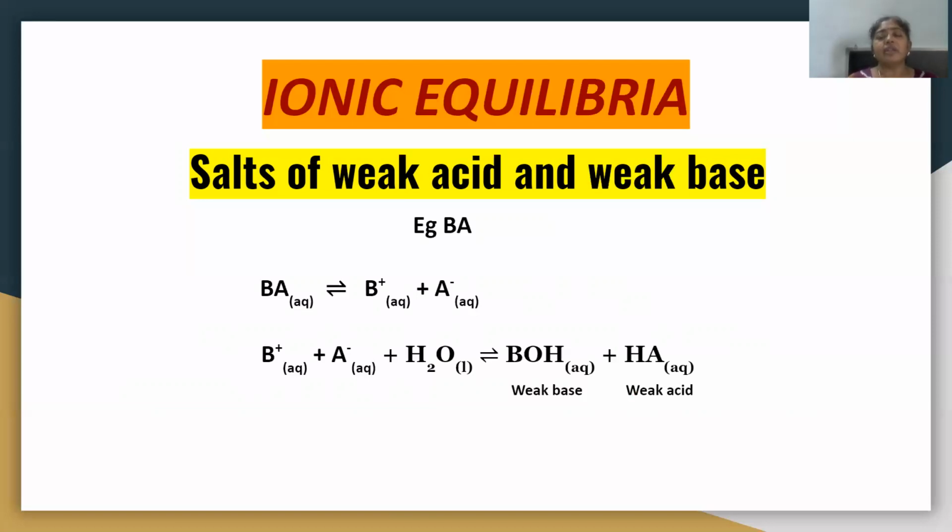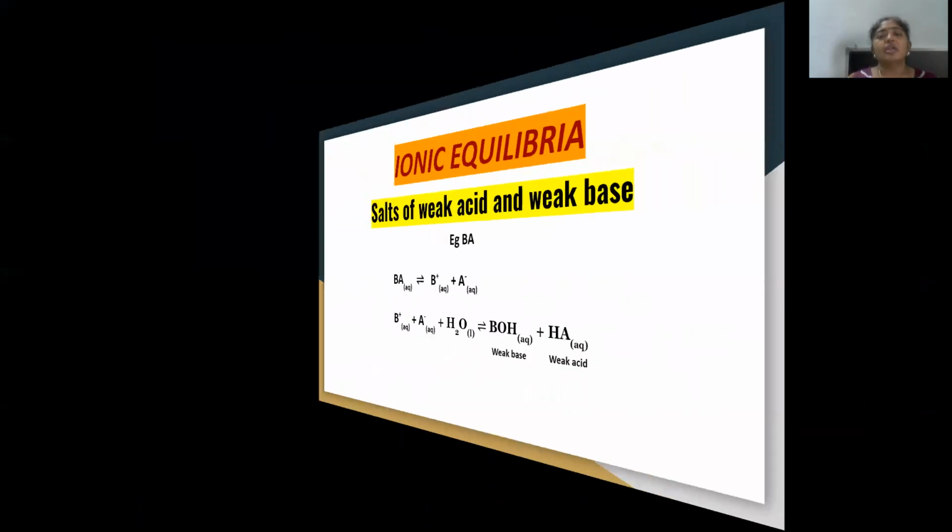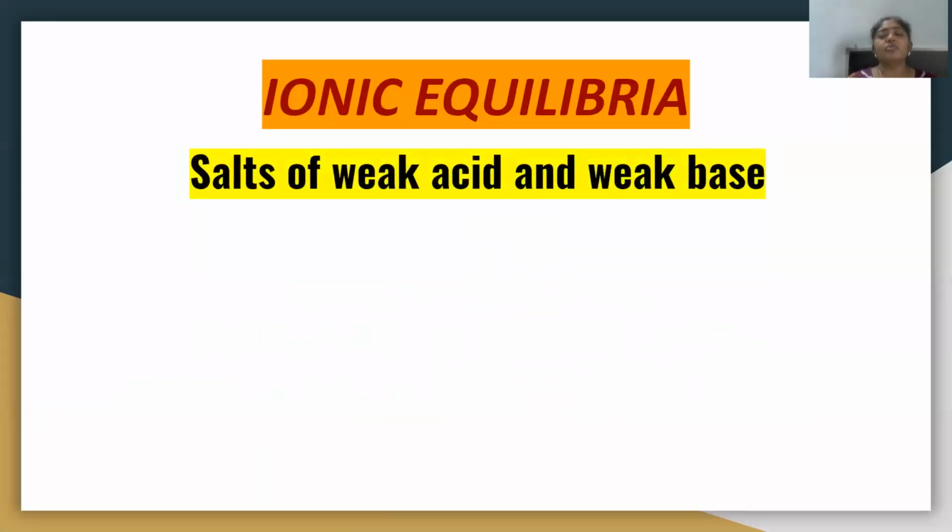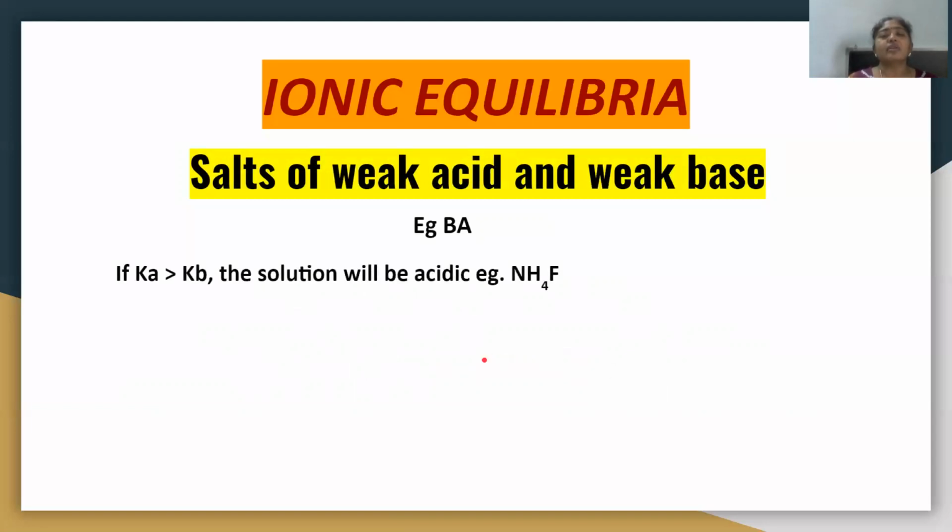So then how to determine what will be the nature of the solution? Now that depends on the values of their dissociation constants. So here I have written Ka greater than Kb. What is Ka? Ka is the dissociation constant of the weak acid, and Kb is the value of the dissociation constant of the weak base. So if Ka is greater than Kb, that means the dissociation constant of the acid is more than the dissociation constant value for the base, then the solution will be acidic.